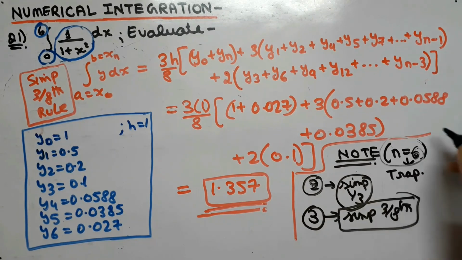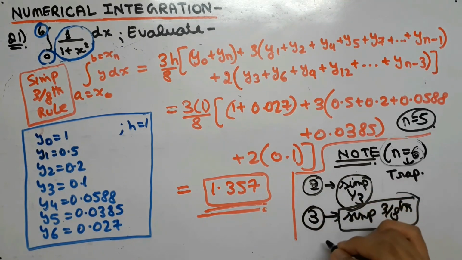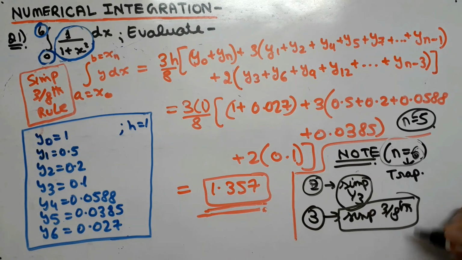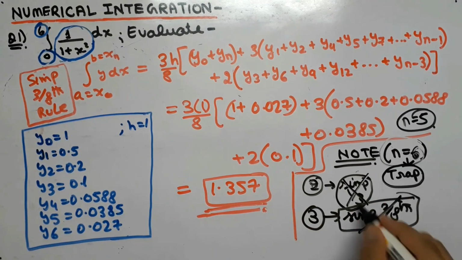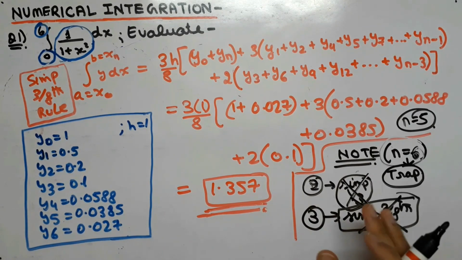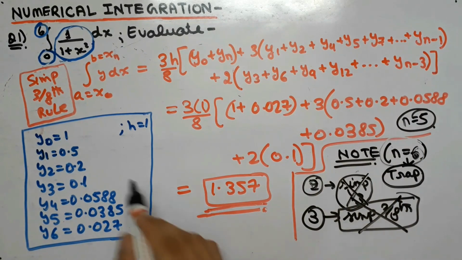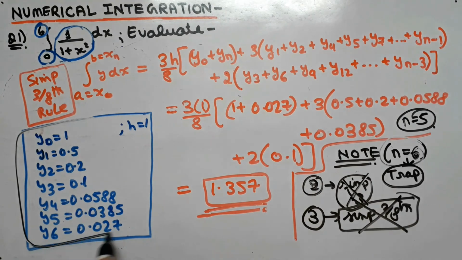But suppose we had got n as 5. Then we know that it is only divisible by 1 but not by 2 and not by 3. So we would have been only able to use the formula for the trapezoidal rule, and Simpson's 1/3 rule and Simpson's 3/8 rule would not have been applicable in this question. So guys, I hope that you understood how to find an integral using numerical integration. An important thing to note is that you should remember all the formulas for all the three methods, and the main part is to remember how to get the values of y1, y2, y3 and so on.